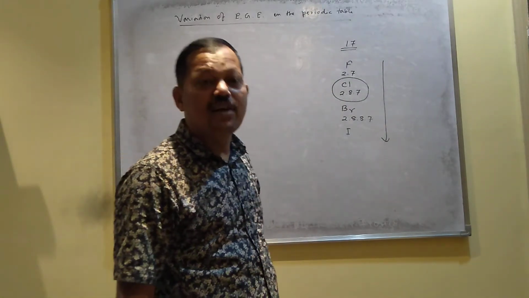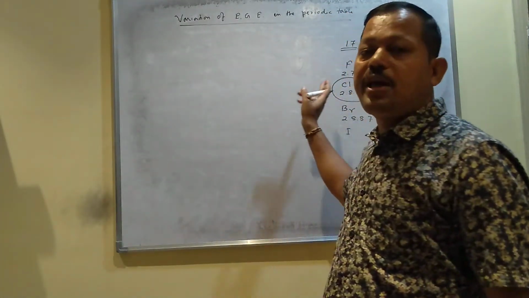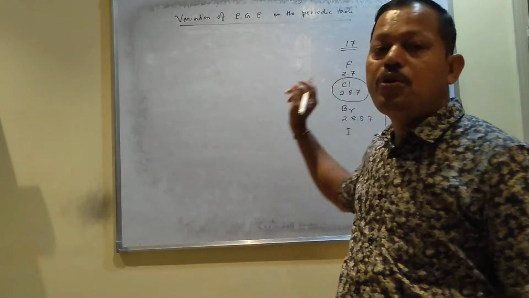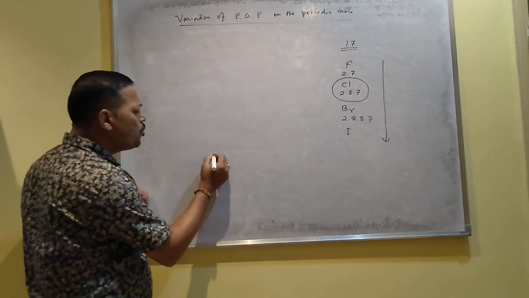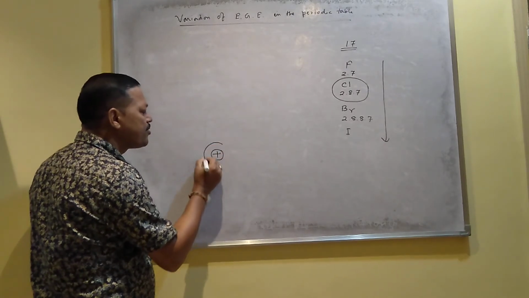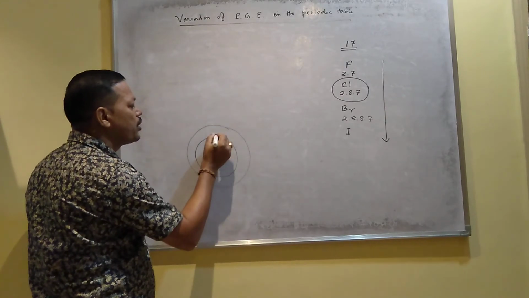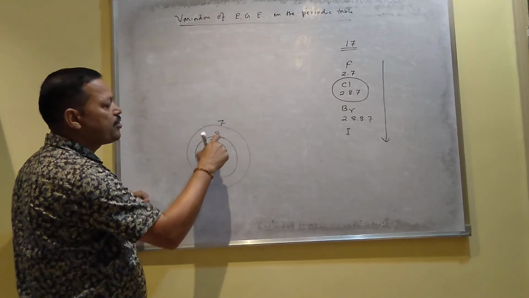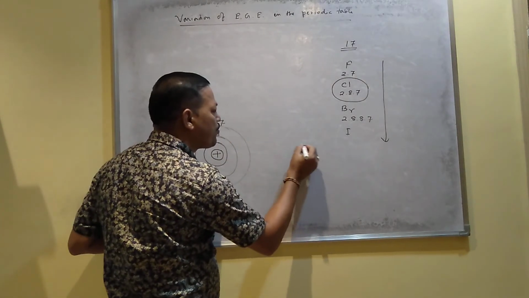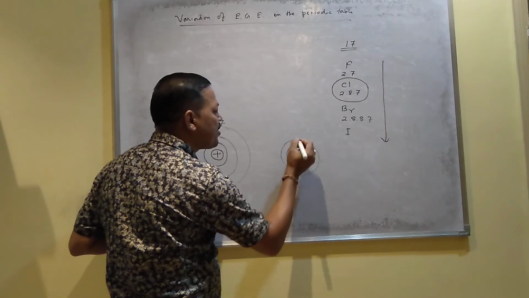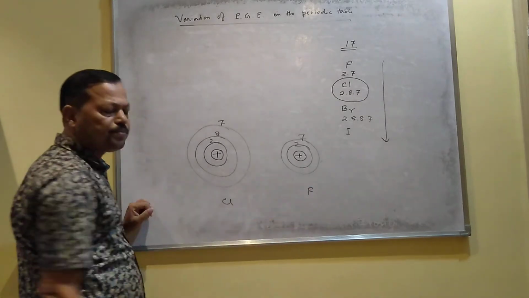And this is a very important question. Why does chlorine have higher electron gain enthalpy than fluorine, although chlorine is larger in size? So I will explain that. You know chlorine contains 3 shells, first shell, second shell, third shell: 2, 8, 7. I mean first shell 2 electrons, second shell 8 electrons, third shell 7 electrons. And in case of fluorine, it contains only 2 shells, first shell 2 electrons, second shell 7 electrons. This is chlorine, this is fluorine.